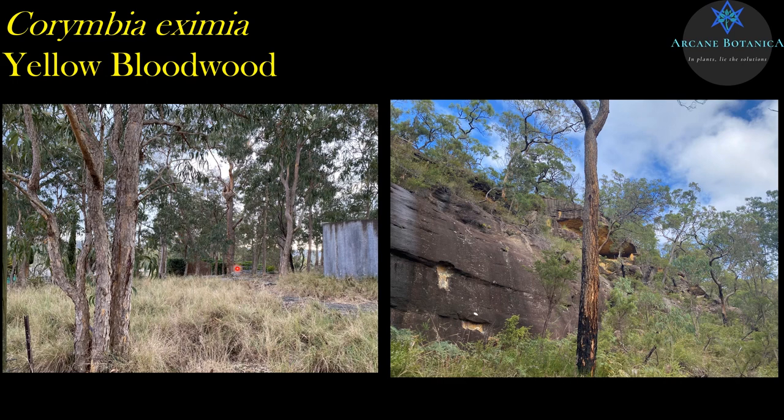Here's some typical habitat shots. This is getting up towards Wiseman's Ferry in Sydney. Bit of a poor photo, but basically every tree here on this upper sandstone platform, Hawkesbury sandstone, they're all Corymbia eximia, all of them. The leaves are just much longer and a bit more falcate, bluey green compared to Corymbia gummifera. So to me, they're quite easy to tell.